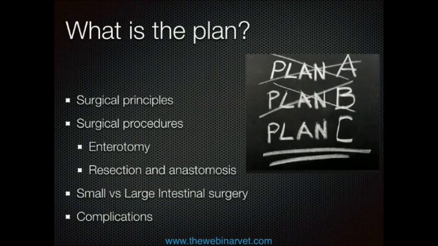So what are we doing? What's the plan with this lecture? We're going to look at some surgical principles, and we're going to look at things like wound healing. We're going to look at some decision making with sutures and types of suture patterns, things like that. We're going to look at some surgical procedures, specifically enterotomy and resection and anastomosis. We're going to have a chat about why large intestinal surgery might be different than small, and then we're going to have a chat about some complications as well. So we'll get stuck in.